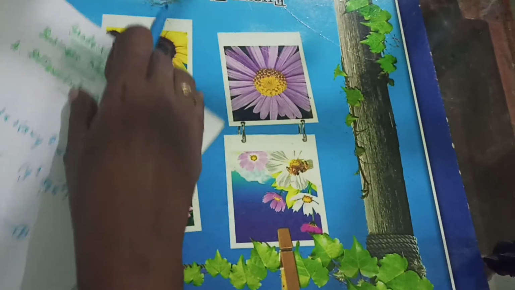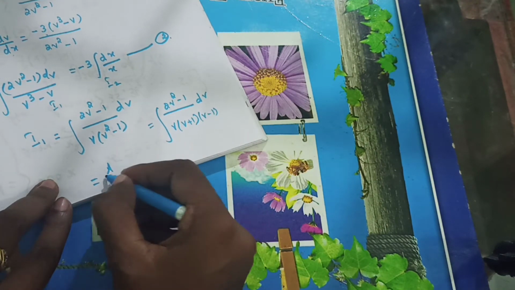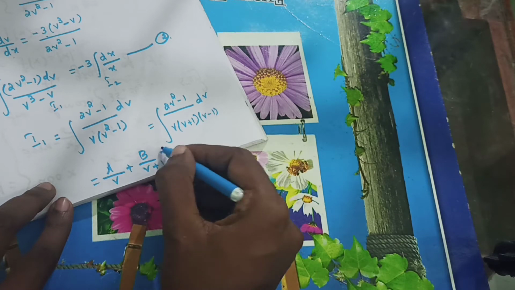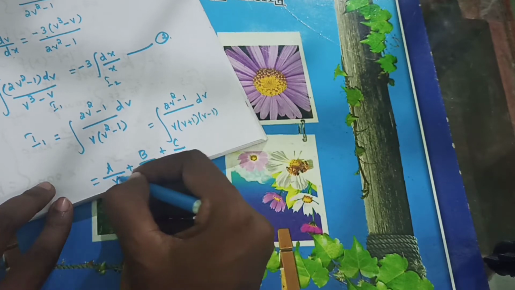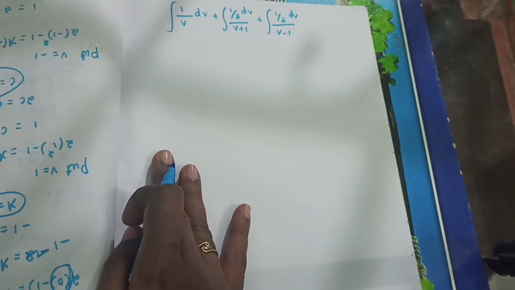Before that, here you need to write one more step, otherwise you will get a lot of confusion. So here you split it and write it: a by v plus b by v plus 1 plus c by v minus 1. Here only we are substituting the particular values. Okay, now I have substituted all the values here.